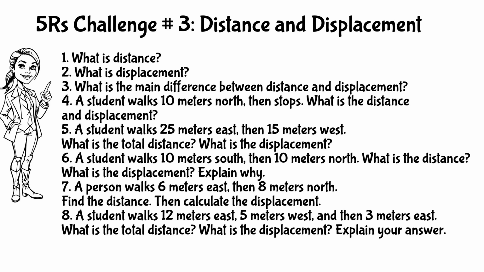8. A student walks 12 meters east, 5 meters west, and then 3 meters east. What is the total distance? What is the displacement? Explain your answer.